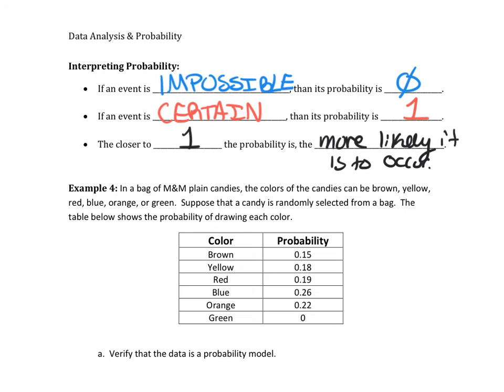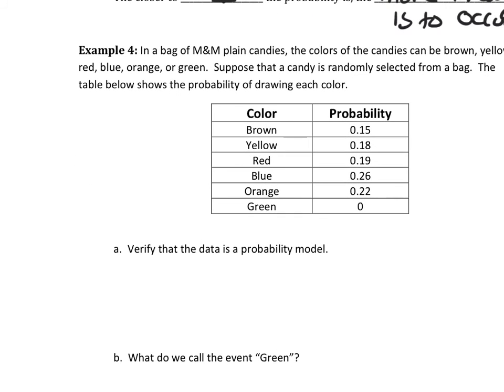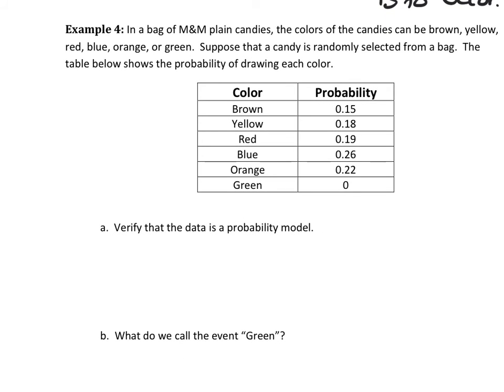Okay, so example 4, we have a bag of M&Ms. Colors can be brown, yellow, red, blue, orange, or green. Suppose that a candy was randomly selected from the bag, and the table below shows the probability of drawing each color. So they already calculated the probabilities for you. Letter A wants us to verify that the data is a probability model. Remember, it has to follow those 2 rules. 1, that all of our probabilities are between 0 and 1. So does that model follow that rule? Yes, we don't have any negatives. We don't have anything that's bigger than 1, so that one's good.